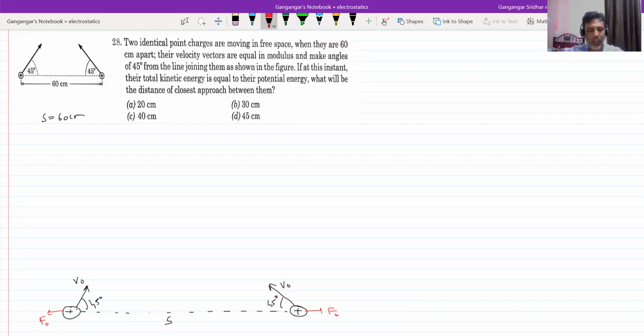So you resolve these velocities now. Let me resolve the velocities: V naught x, and this will be V naught y. I'll take it out. So these are the components at the initial position. Let me show those components.